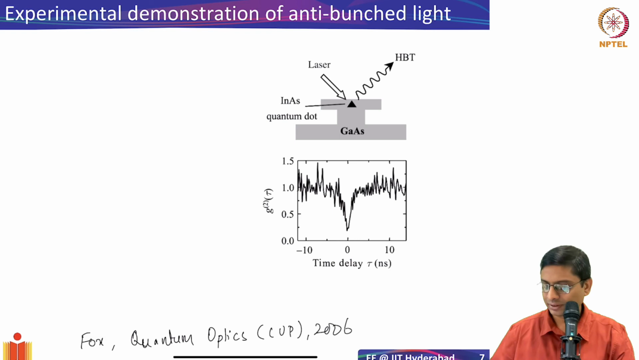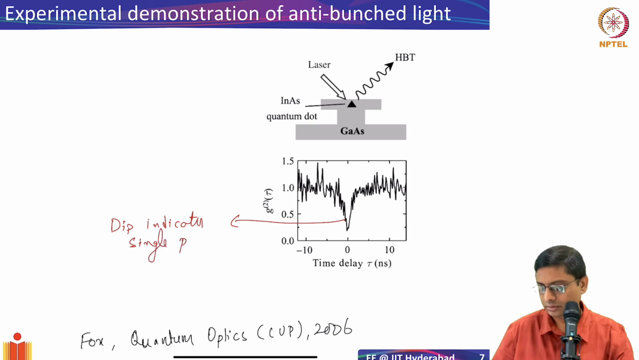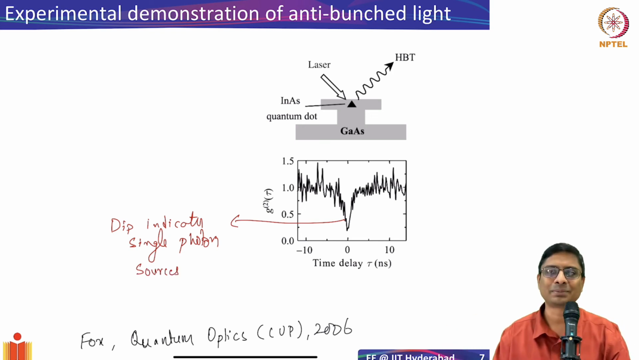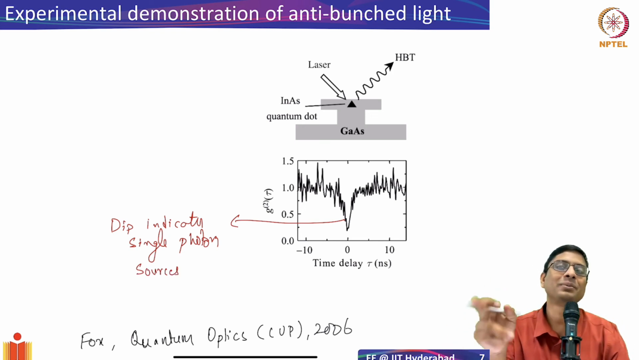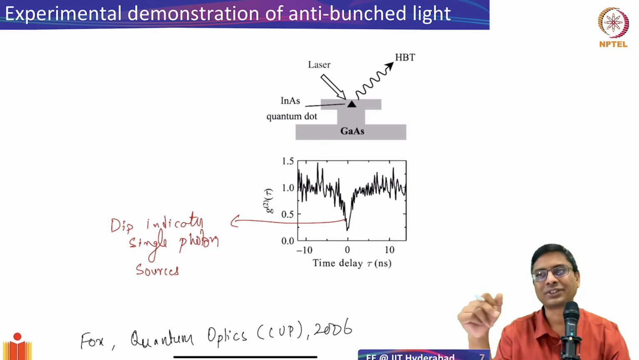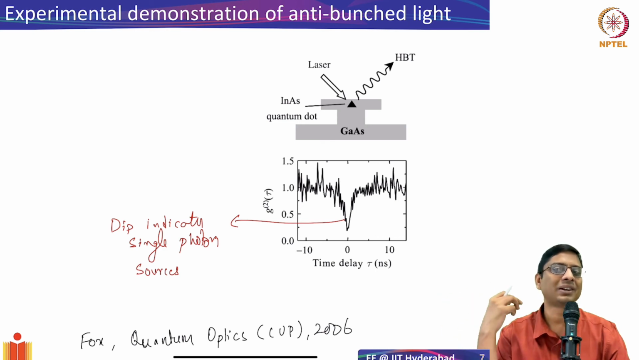Essentially, this dip here at t equal to 0 indicates a single photon source. Why am I saying single photon source? What happens if there are 10 photons emitted in that pulse? G2 will never be 0 or less than 1. It will always be greater than 1 because it becomes bunched light. Only when you have a stream of single photons can the G2 function go less than 1.